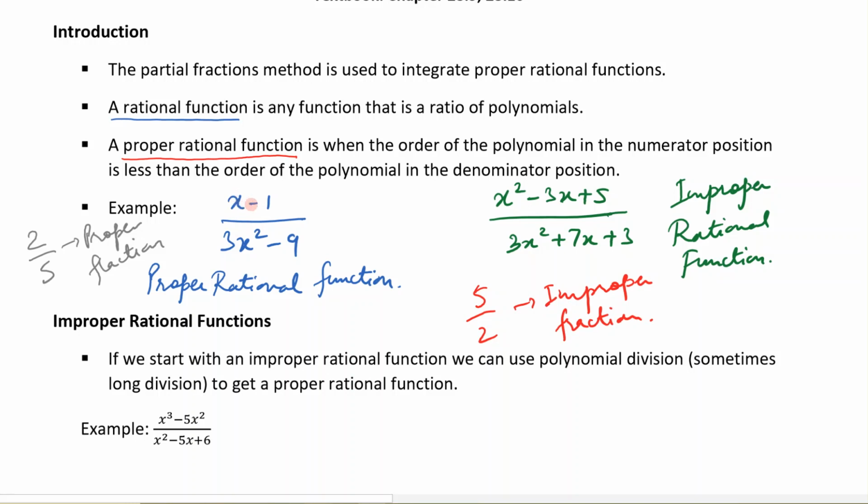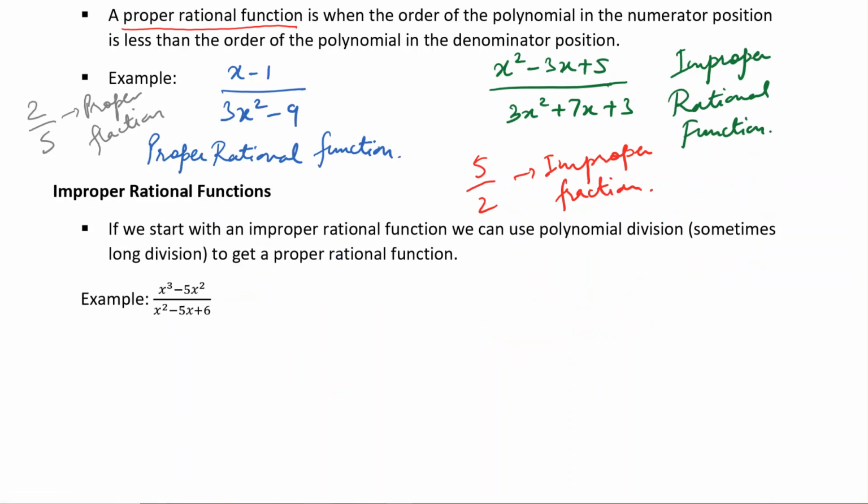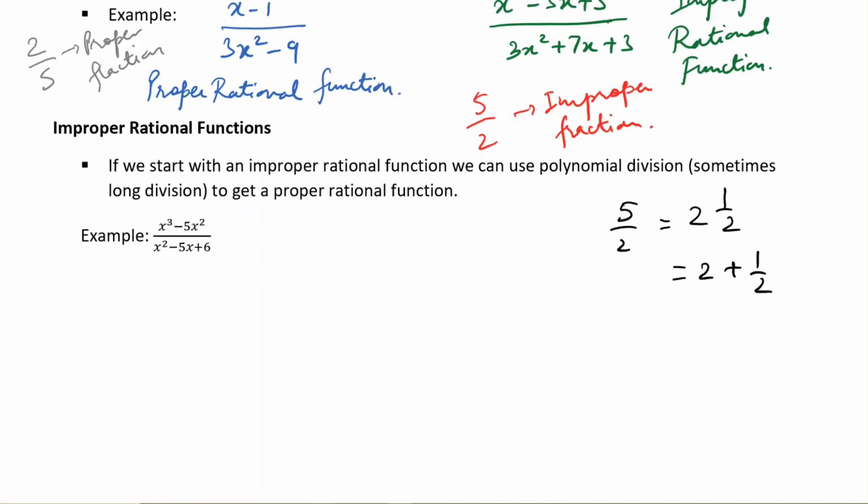If the degree in the numerator is less than the degree in the denominator, we say it's a proper rational function. If the degree in the numerator is the same as or greater than the degree of the denominator, then we say we have an improper rational function. Just like in numbers, if we have an improper fraction and convert it into a mixed number, we can write it as 2 plus 1 over 2. We do the exact same thing in the case of rational functions. If you have an improper rational function, you can write it in terms of a proper rational function using long division. I'll do a quick recap of long division here.